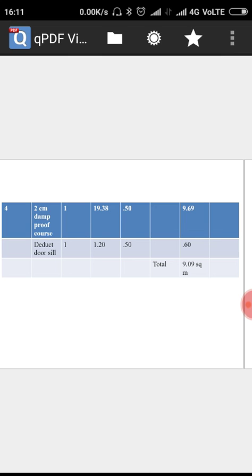We don't provide the DPC at the door, so the door is deducted. The size of the door is, length 1.20 meter, width 0.50 meter, quantity 0.60 meter cube. Total is equal to 9.09 square meter.